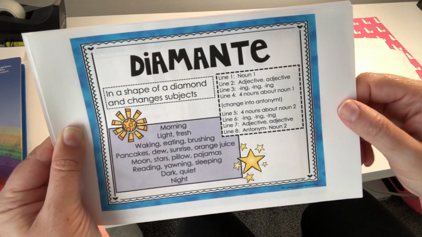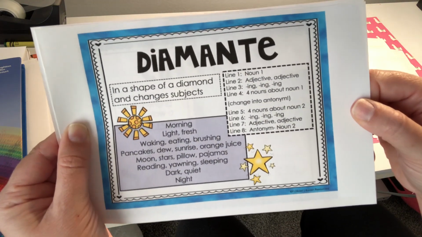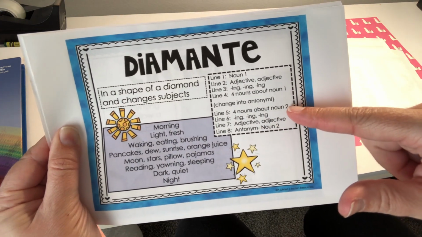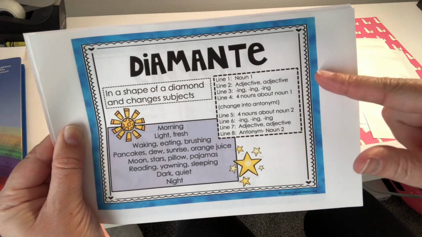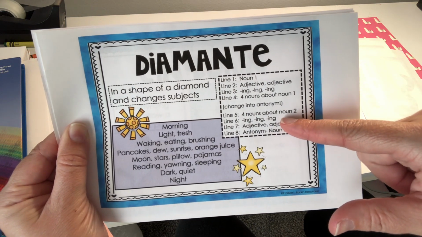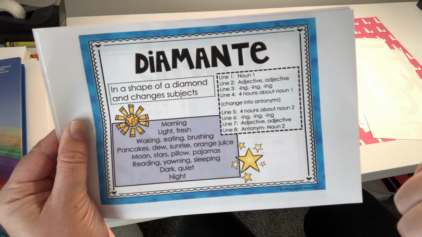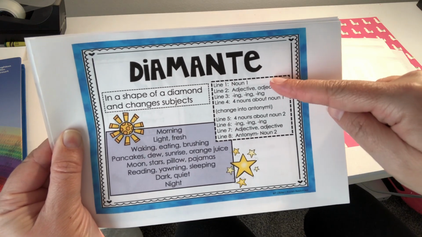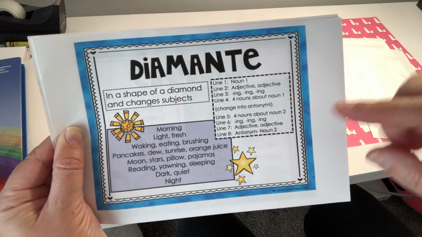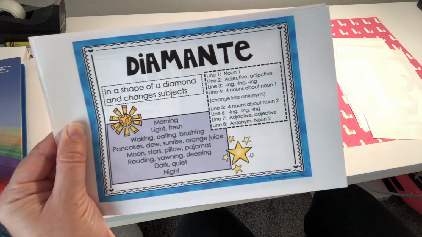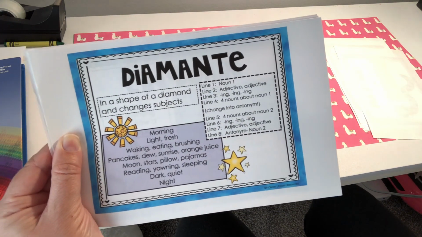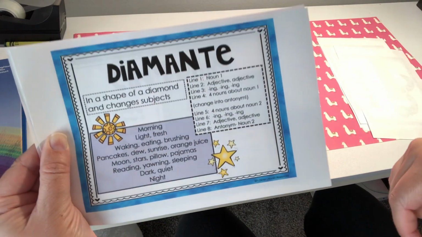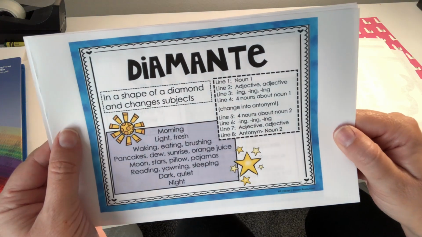Then in this diamante, they're changing it into the antonym, which is the opposite. 4 nouns about noun 2. So you're going to end with a different topic than you start with. Ing words, 3. 2 adjectives, and you're going to end up with the opposite of your first noun as your last word. And so you start with 1 word per line, 2 words, 3, then 4, and then it goes 4, 3, 2, 1, which is what helps it become the shape of a diamond.